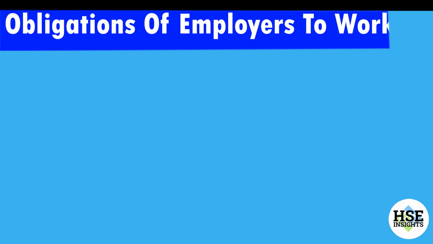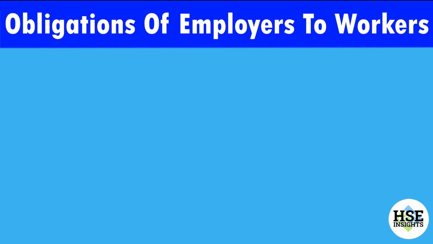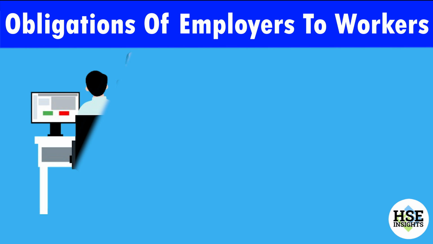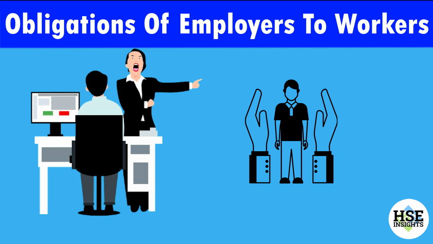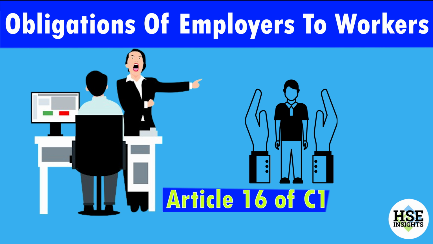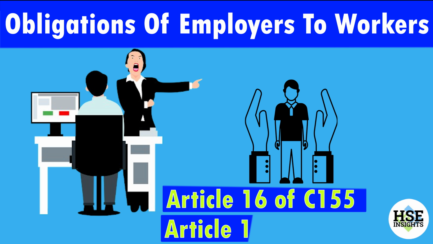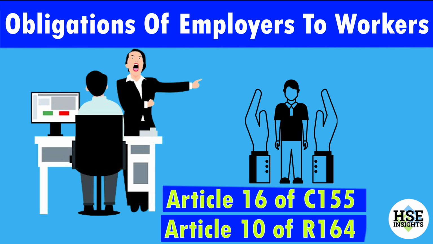Today we are going to discuss a very important topic that affects everyone in the workforce: the basic responsibilities of employers to ensure workplace safety. This is crucial not only for employees but for employers as well to understand and implement effectively. Let's check out the specifics laid out by the International Labour Organization, or ILO, under Article 16 of C155 and Article 10 of R164. So grab your notepad and let's get started.